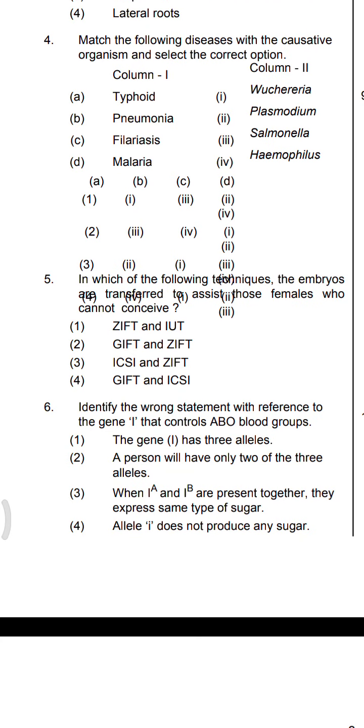Sixth question. Identify the wrong statement with reference to the gene I that controls ABO blood groups. Option 1. The gene I has 3 alleles. Option 2. A person will have only 2 of the 3 alleles. Option 3. When IA and IB are present together, they express the same type of sugar. Finally, option 4. i does not produce any sugar.